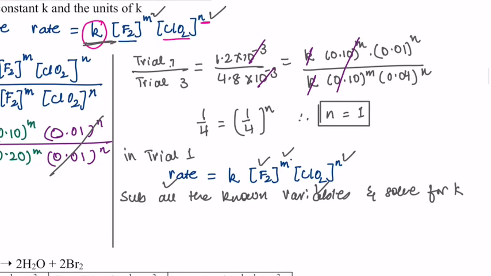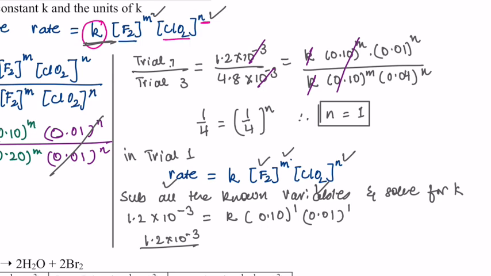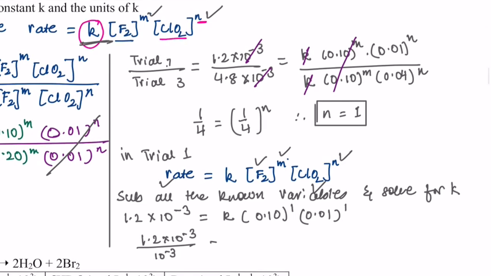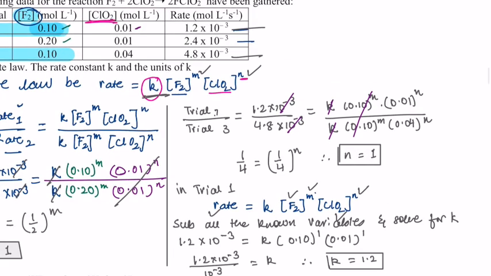So we sub all these known variables from any one trial. And I'm picking trial 1. You could pick any one you like. You sub in all of these known variables to solve for K. So I get K as 1.2. Notice that there are no units to K here.